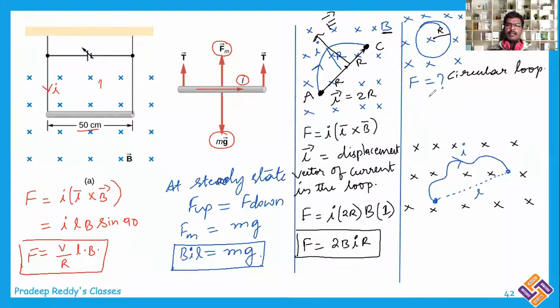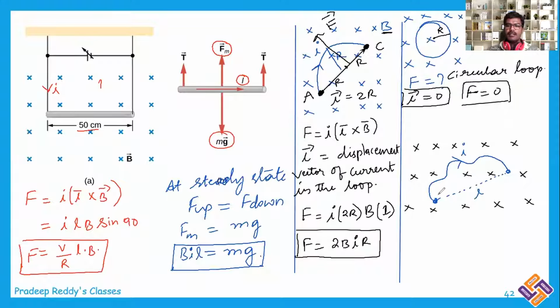What is L bar here? L bar will be equal to 0. Therefore, F will be equal to 0. For the closed circular loop, L bar will be equal to 0. That means from the starting point, the current comes back to that same point. So the net displacement of the current will be equal to 0, so the total net displacement length will be 0. Therefore, the force experienced by a closed circular loop in a magnetic field is 0.